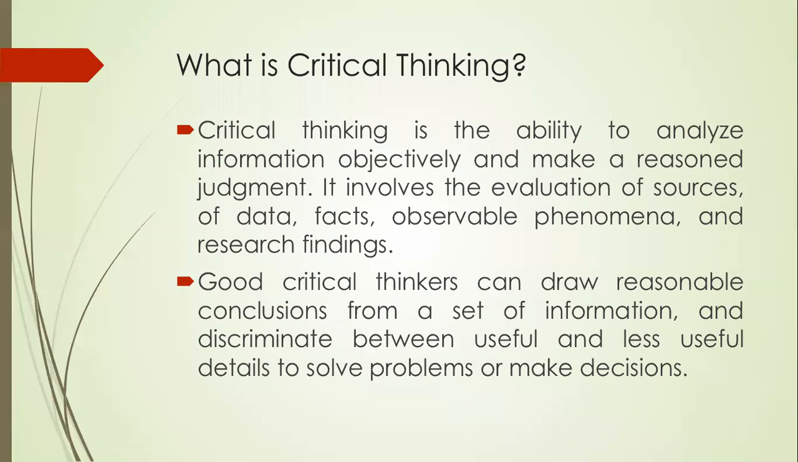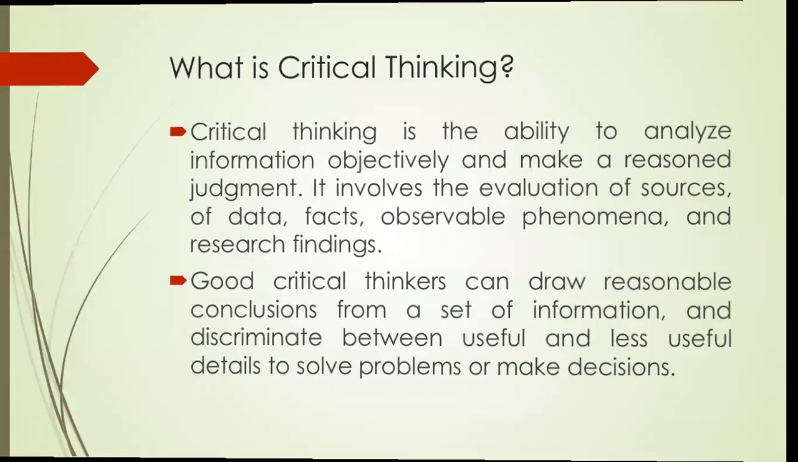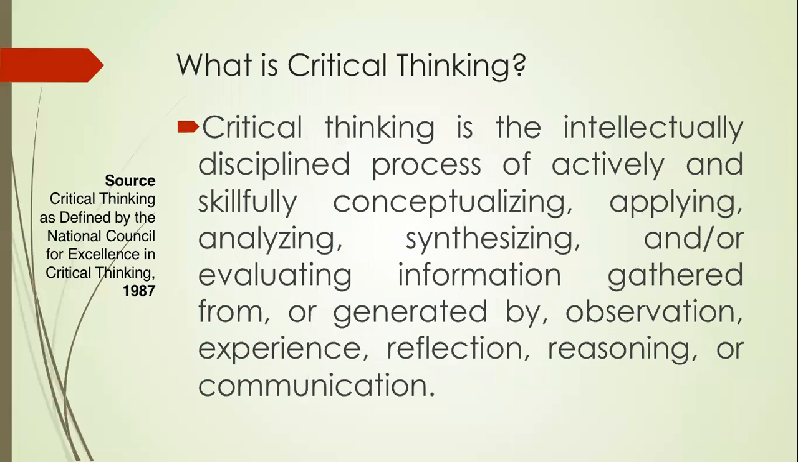Then you check the observable phenomenon and then the research finding. And all you are checking for is the authenticity, the credibility, and the reliability of that information. That's where you can now go after. So critical thinkers also draw reasonable conclusions from a set of information and discriminate between useful and less useful details to solve problems. So that's what you are checking in your critical thinking process: the solid nature of that particular information.